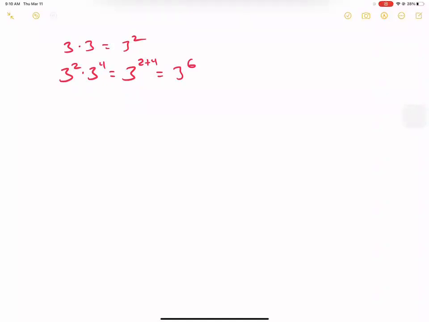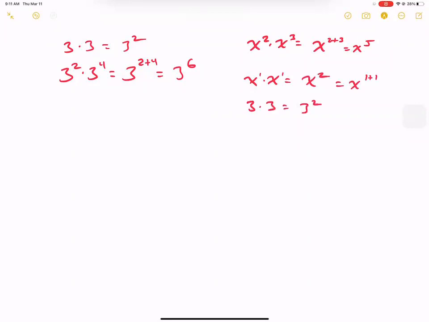Great. As we kept on going, we talked about variables. If I say x squared times x cubed, that equals x to the 2 plus 3, which is x to the 5th. And even simple things like x times x, we said is x squared. You can see this also as x to the 1 plus 1, right? Because they're both invisible ones. That's why it's 2. If I switch this back with a number, 3 times 3, we call that 3 squared. Back to where we started from.